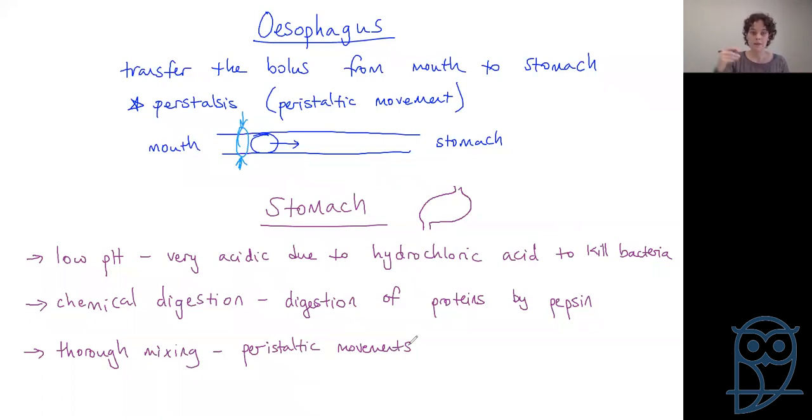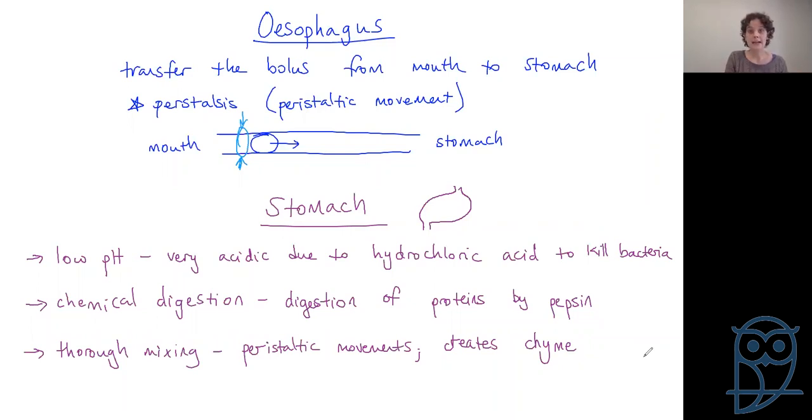So we've got to mix it. So it's peristaltic movements all over your stomach wall. Okay, and this creates chyme. Chyme is just a fancy name for the liquid that leaves the stomach. So it's a mixture of the food and the digestive juices and the enzymes and the acid and all of that delightful stuff. So it's no longer really recognizable as food, so we call it chyme.